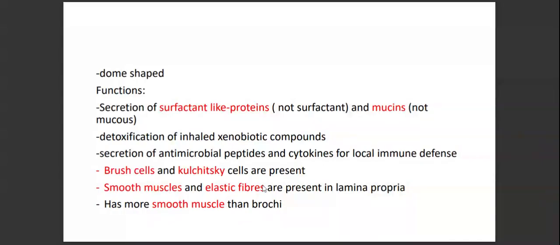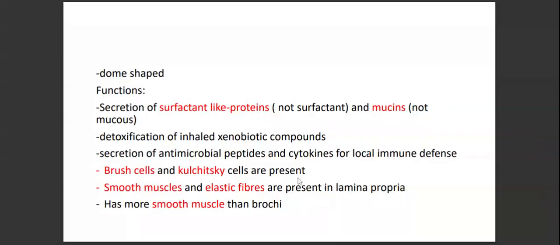As we said, going down the respiratory tree, these smooth muscle and elastic fibers increase. We find these to be very specific. We find them in the lamina propria of these terminal bronchioles. So you always have to remember to be specific in anatomy. So these are found in the lamina propria.